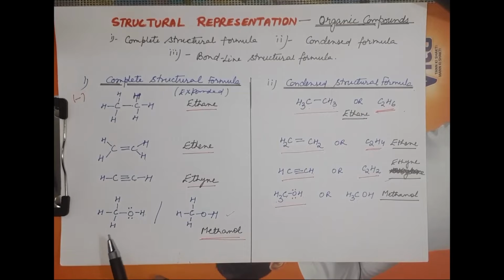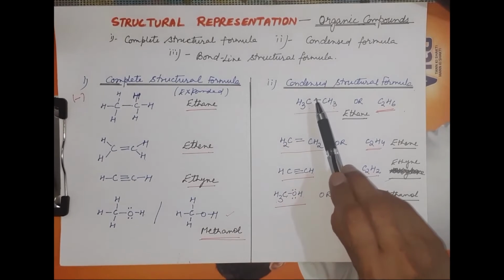Methanol is CH3OH. In this way it can be written: C is attached to three hydrogen atoms by single bonds, then C is attached to oxygen, and oxygen is attached to hydrogen by a single bond. Here oxygen has two lone pairs of electrons, which can be shown like this, or simply it can be written like this also. All these are the complete structural formulas, where we write the structure in the expanded form.